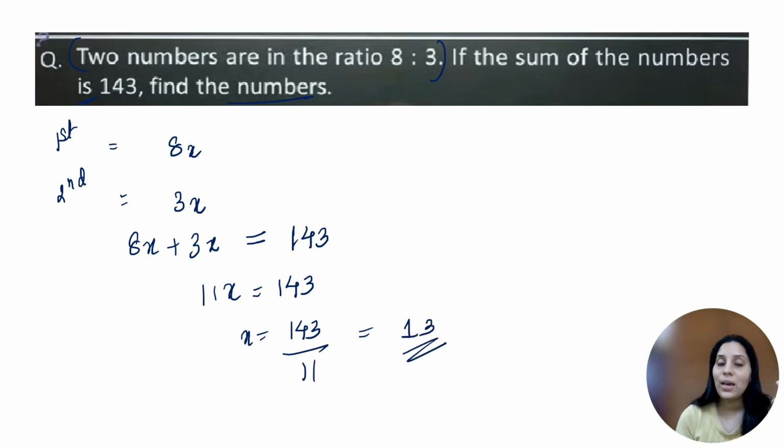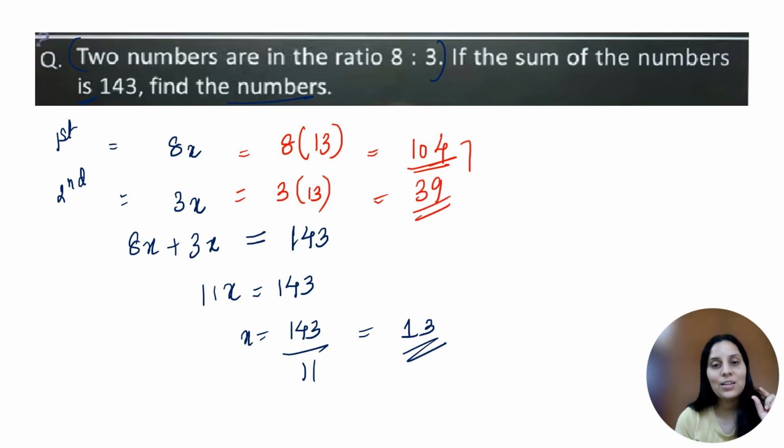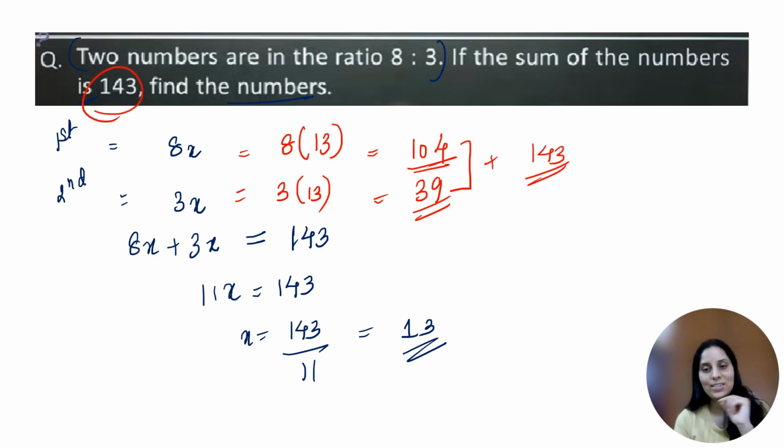Now that we have x, but what do we need to find? We need to find the numbers. So what is the first number? 8x. That means 8 into 13, which is 104. Now similarly 3 into 13, which is 39. So these are the two numbers, and if you add them up you will get 143, which is the question. I hope how to approach the word problem is clear.